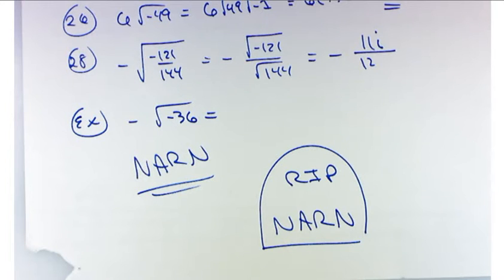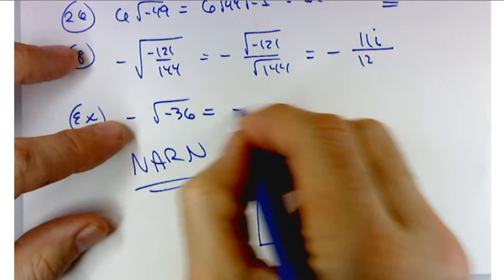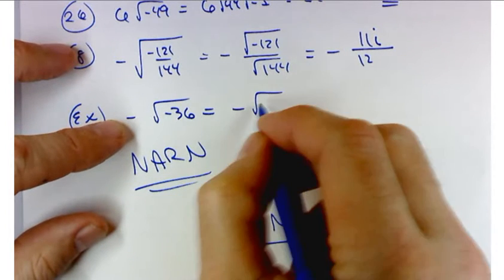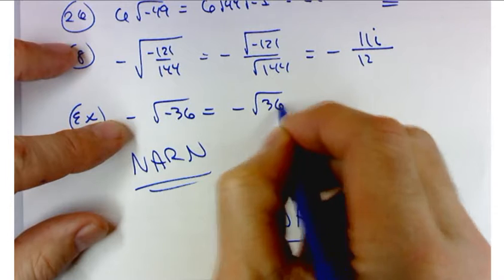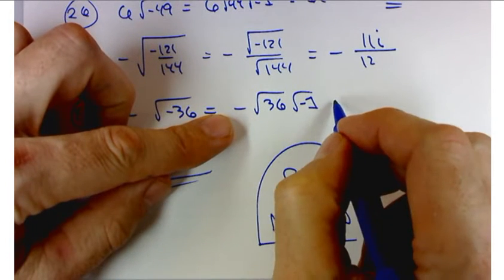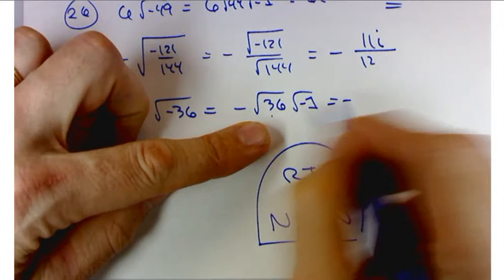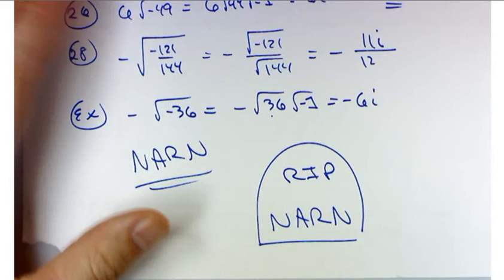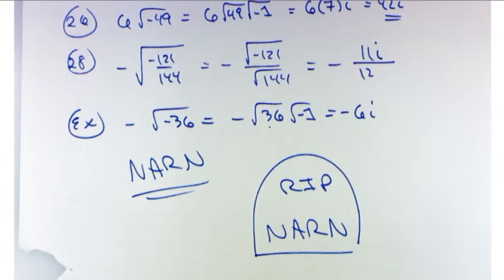Minus 6i. Well, let's carefully look at it. Negative the square root of 36 times the square root of negative 1. That negative doesn't disappear, right? I'll get a negative 6i. So negative 6i should be the right answer. Now that we understand a little bit more about the different sets of numbers.